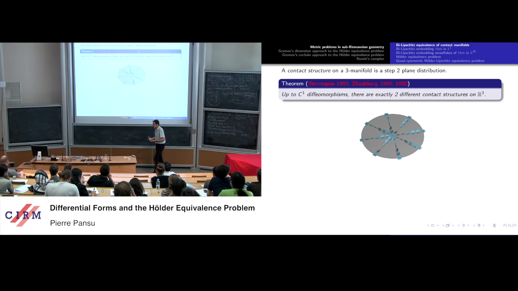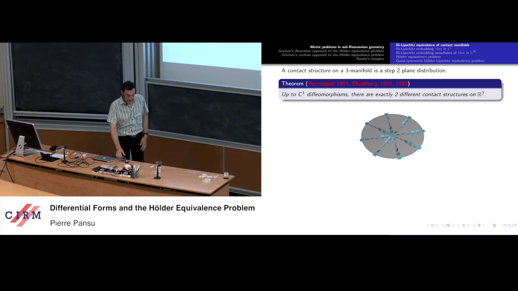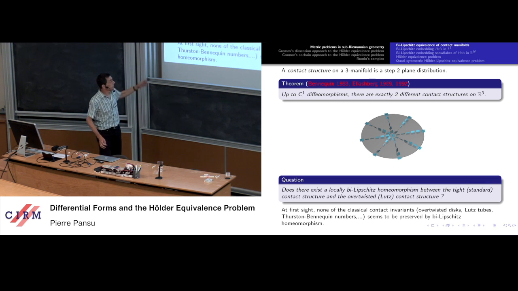Now, question. Topologists, they live in a world where maps are C1. I don't. All I know, myself, is metrics up to equivalence. So I know what a Lipschitz map is. I don't know what a C1 map is. So for people like me, which are kind of limited, the following question comes up.